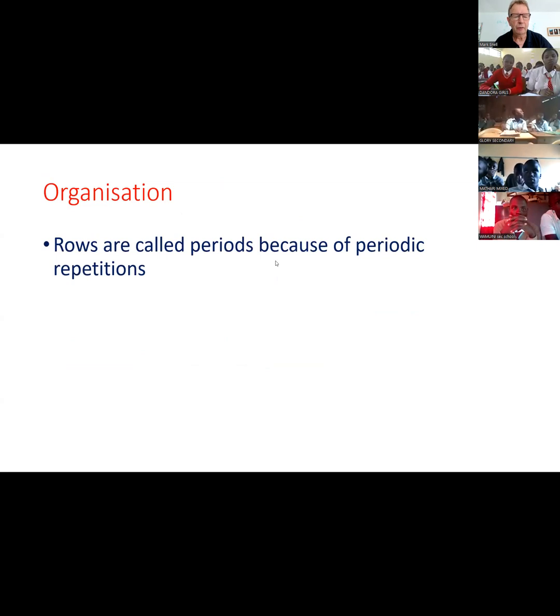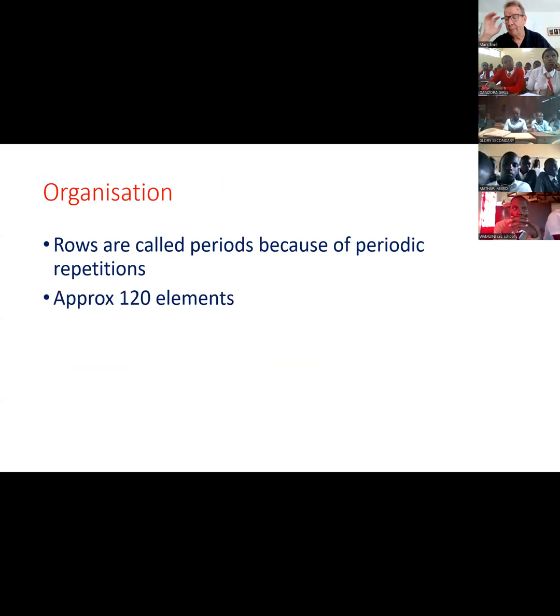You also need to know that the rows are called periods because of that January thing. So we come to group 1, 2, 3, 4, 5, 6, 7, 0, and then 1, and so on. There are about 120 elements. Once they asked in the examination, how many elements are there? About 10, about 50, about 100, about 200. Well, there are about 120. So about 100 was the closest. That's all.